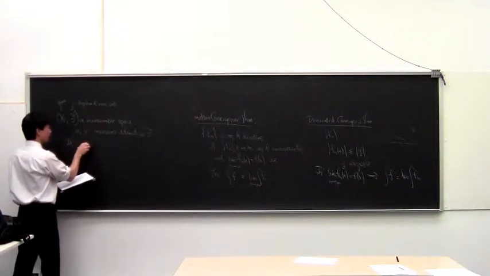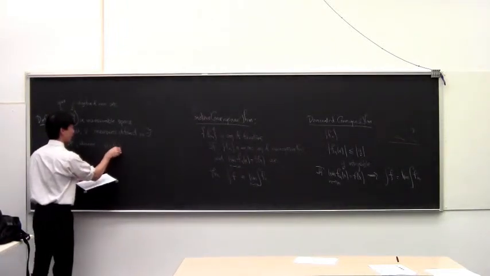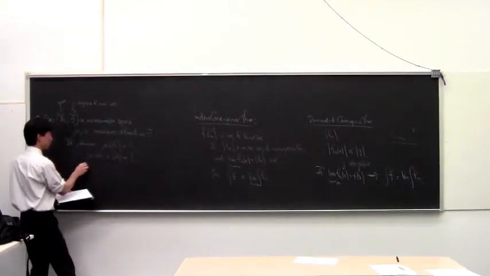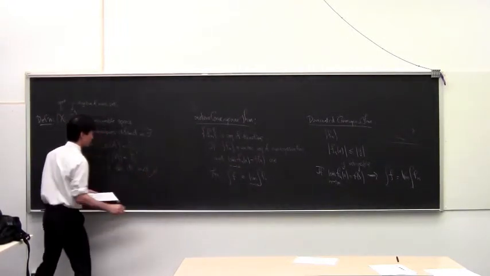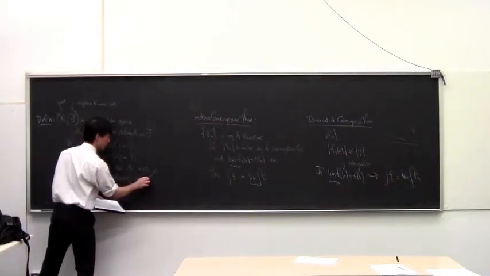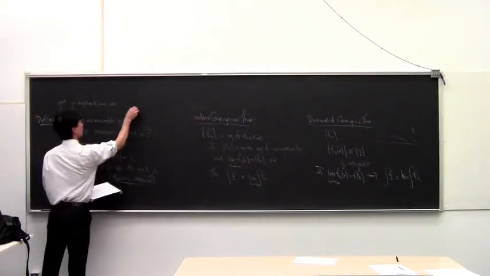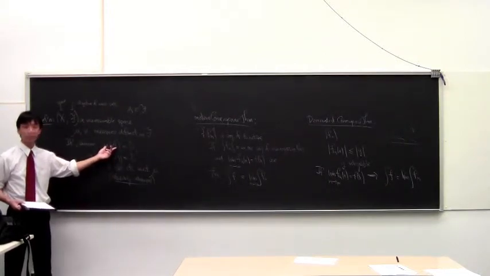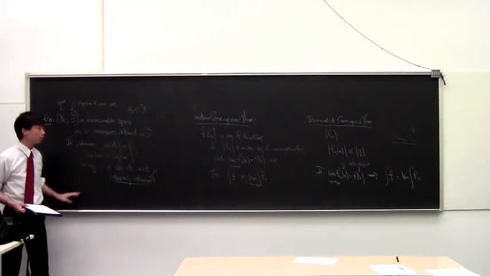If whenever the measure of the set A is zero with respect to mu, the nu measure of A is also zero, we say that nu is absolutely continuous with respect to mu. So A is one of those measurable sets. Whenever the measure of a set is zero with respect to the mu measure, the measure of that set is zero with respect to the nu measure. Then we say that nu is absolutely continuous with respect to mu.